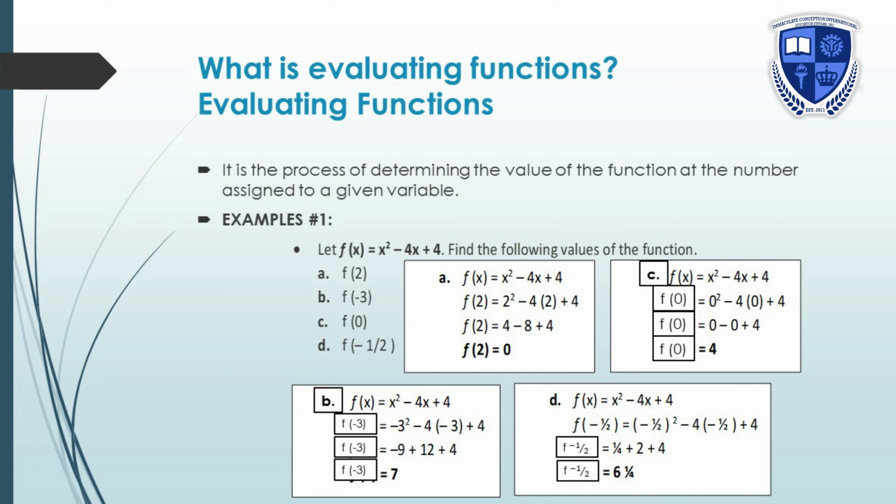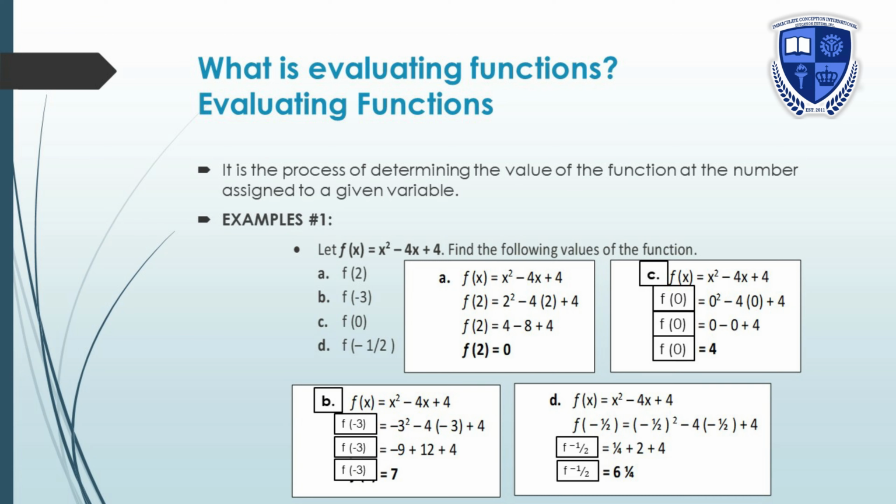Letter C, f of x is equal to x squared minus 4x plus 4. So, yan pa rin po yung ating given. Now, we substitute the value of x. 0 squared minus 4 times 0 plus 4. 0 squared is equal to 0. 4 times 0 is equal to 0 plus 4. 0 minus 0 plus 4 is equal to 4. So, ang value ng ating letter C ay 4.